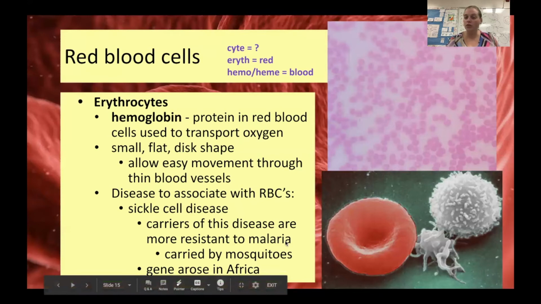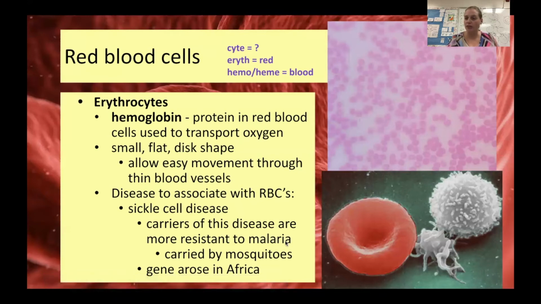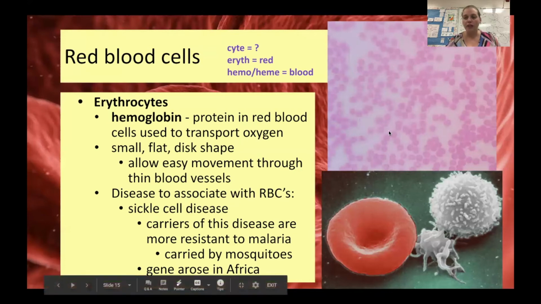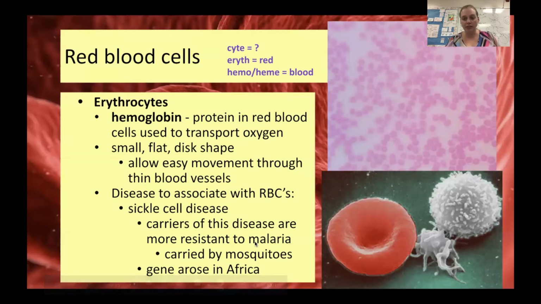Remember, malaria was a little protist parasite. We talked about it in single-celled adaptations. They attach to red blood cells and they're carried to the liver where they can reproduce. Malaria is transmitted by mosquitoes, so when they suck the blood, they inject the protist parasite.